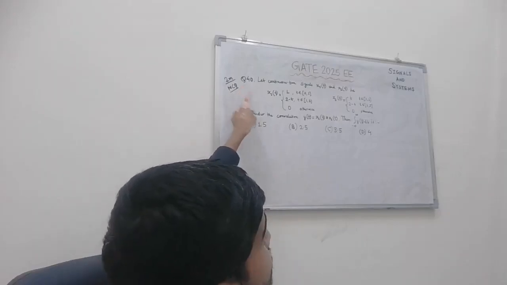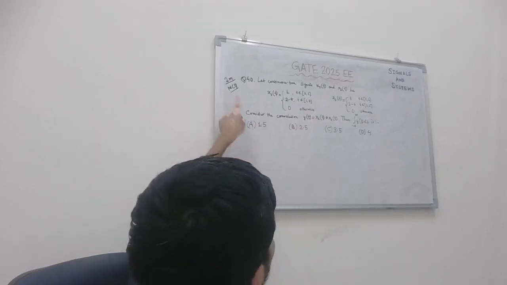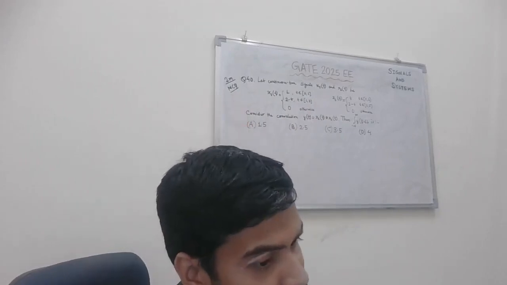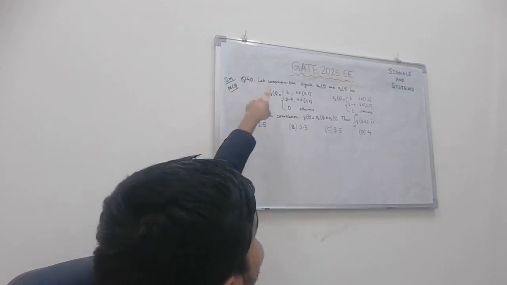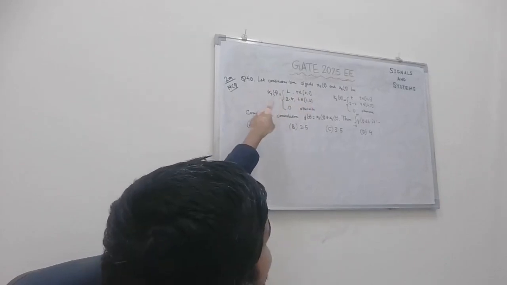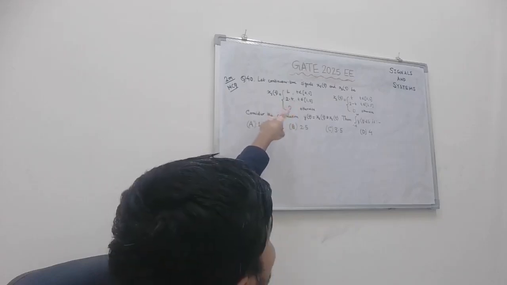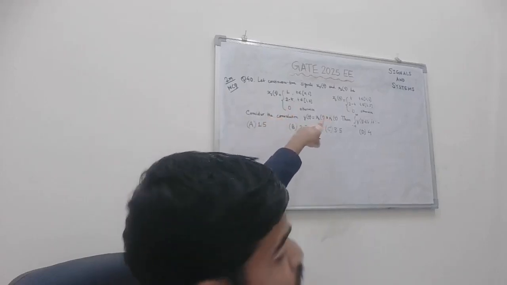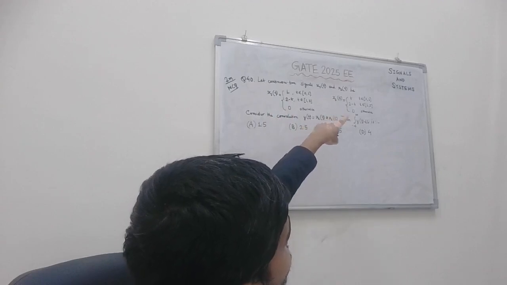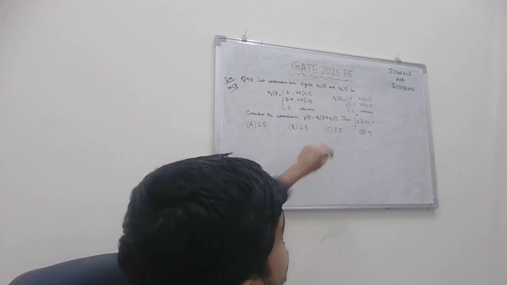Question number 40, the master question for GATE 2025 electrical engineering from the subject signals and systems, 2 marks, MCQ type. The question is: let continuous time signals x1(t) and x2(t) be defined as follows. x1(t) is 1 for t belonging to 0 to 1, 2 minus t for t belonging to 1 to 2, 0 otherwise. x2(t) is t for t belonging to 0 to 1, 2 minus t for t belonging to 1 to 2, and 0 otherwise.